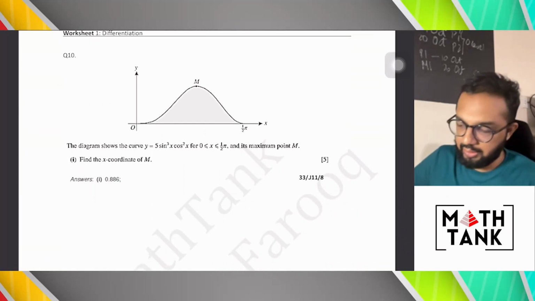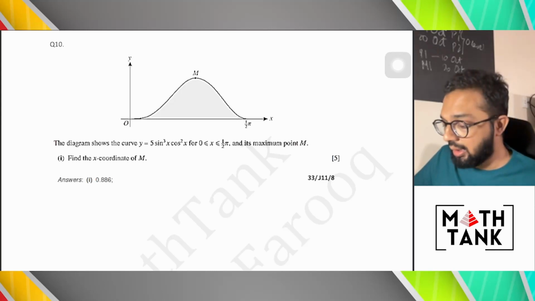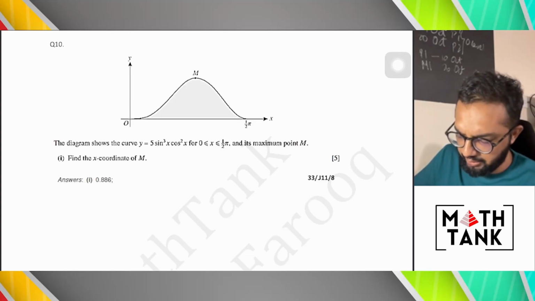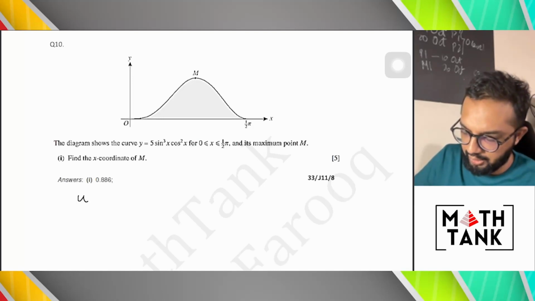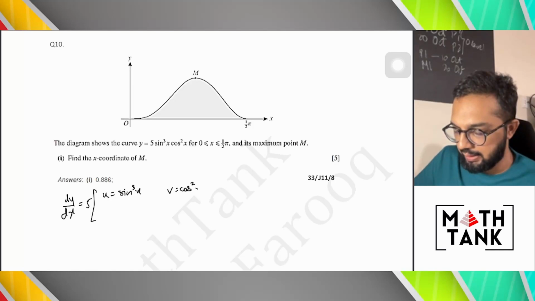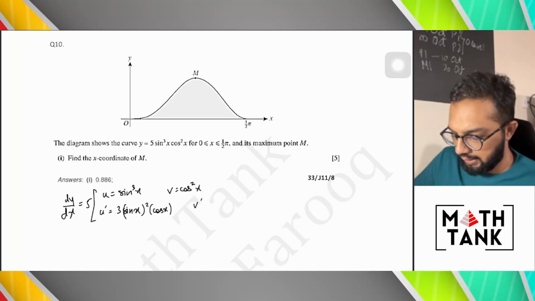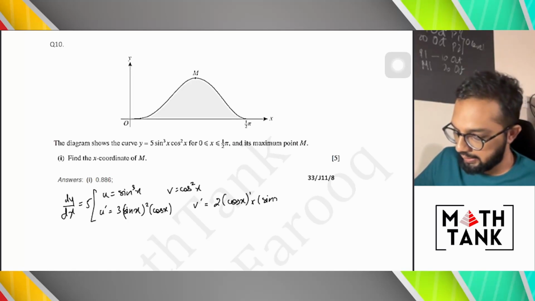In the last question that we have for this marathon, I am on June 11 question variant 3, and this is question number 8. It looks complicated, but it's not that complicated. When I'm differentiating, I can just keep 5 outside and deal with it later on, and I can say that u equals sine cubed x, v equals cos squared x. So u dash is 3 sine squared x cos x, and v dash is simply 2 cos x to the power 1 into minus sine x.